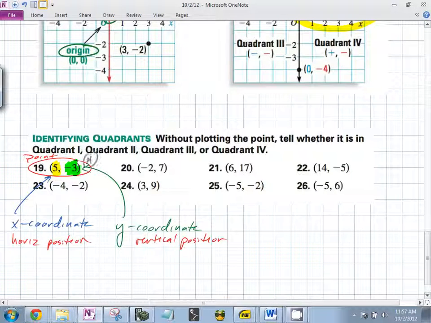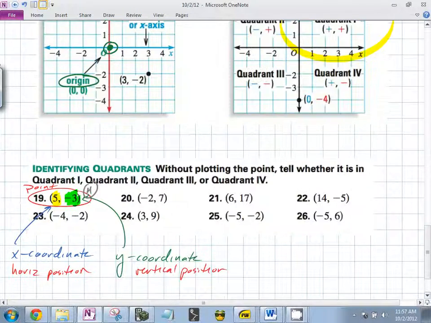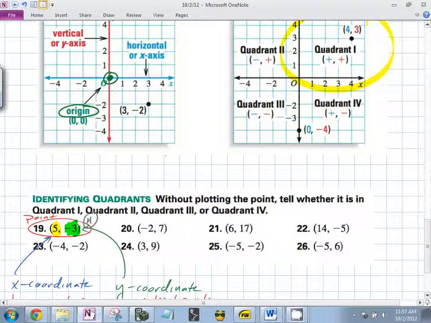Xavier, what about 20? Which quadrant is it in? Andrew, right there. What about 21? What quadrant is that in? First quadrant. Yeah. Molly, we're clapping. Molly, what about 22? What quadrant is this one in?